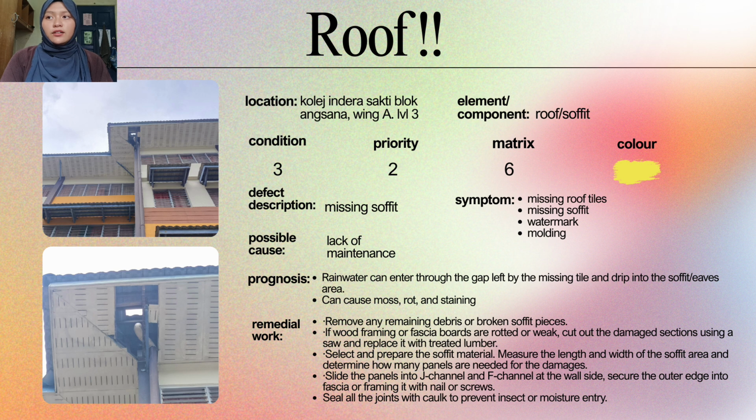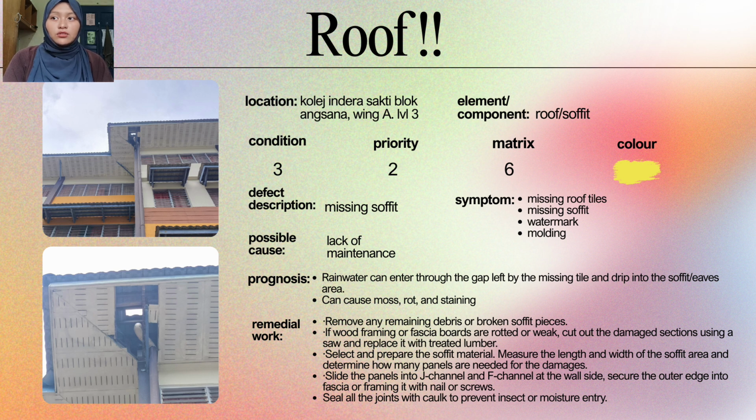Remedial work for this: remove any remaining debris or broken soffit pieces. If wood framing or fascia board is rotted or weak, cut out the damaged section using a saw and replace it with treated lumber. Select and prepare the soffit material. Measure the length and width of the soffit and determine how many panels are needed for the damages.